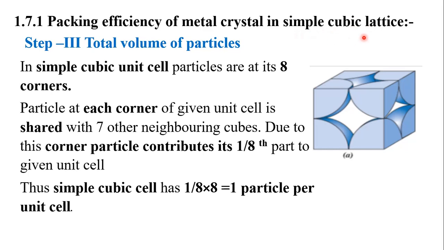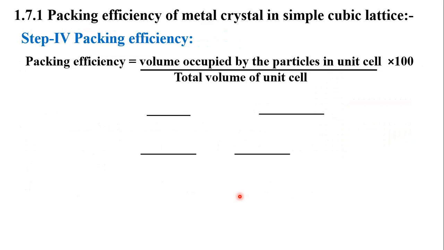So in a simple cubic unit cell, only 1 particle is present, and therefore the total volume of the particle is how much? Pi into a cube divided by 6. Now you know the packing efficiency. The fourth step is we have to calculate the packing efficiency from the total volume of the particle.